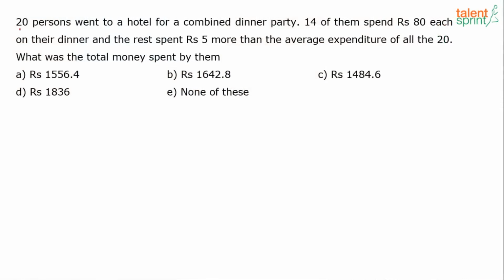It says 20 persons went to a hotel for a combined dinner party. 14 of them spent rupees 80 each on their dinner and the rest spent rupees 5 more than the average expenditure of all the 20. What was the total money spent by them? It should not take much time. You have 1 minute for this. Your clock starts now.